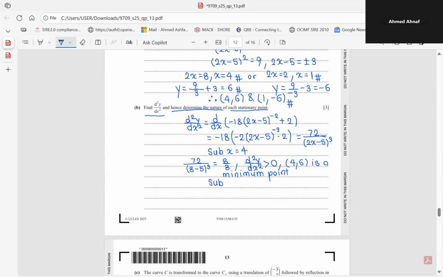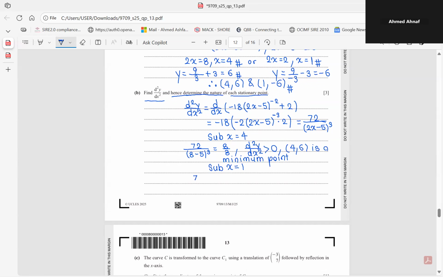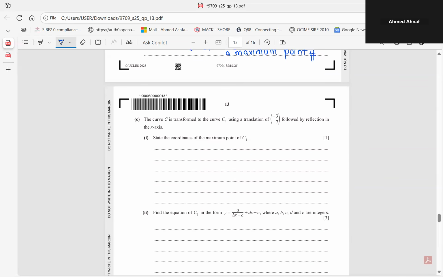Now we're going to substitute x equals 1 to determine the nature of (1, negative 6). So this would be 72 over (2 minus 5) cubed, which is minus 8 over 3. And so here, d squared y over dx squared is less than 0. So we can conclude (1, negative 6) is a maximum point. So these are our final answers for this question. Let's head on to the next part.